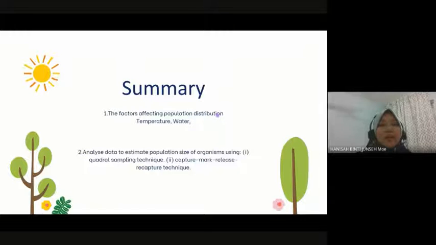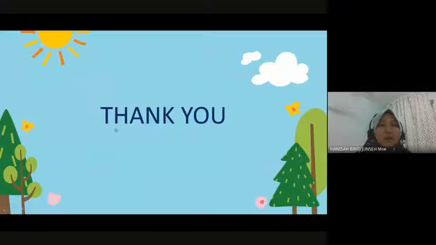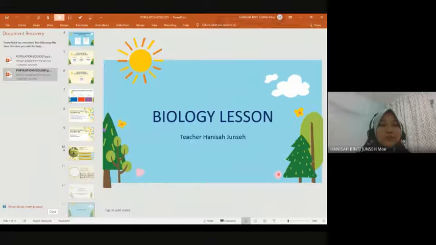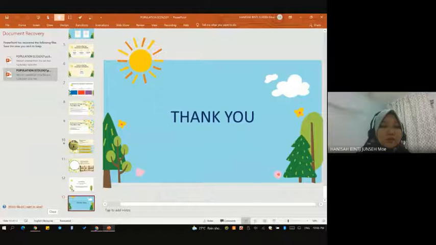Okay, so we had looked briefly at the two techniques to estimate the population size. The first one is quadrat sampling, where we use a device which we call a quadrat. The second technique is capture, mark, release, recapture, or in other books they refer to it as capture, recapture. Let me show you the virtual lab that I talked about just now.